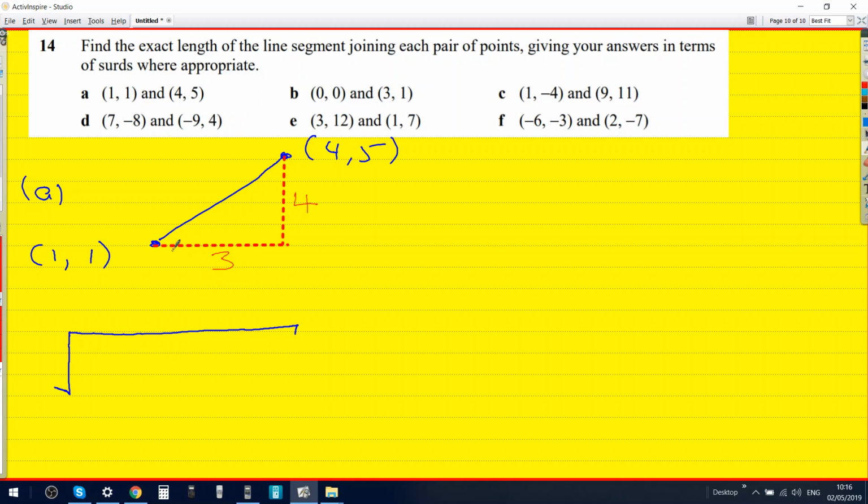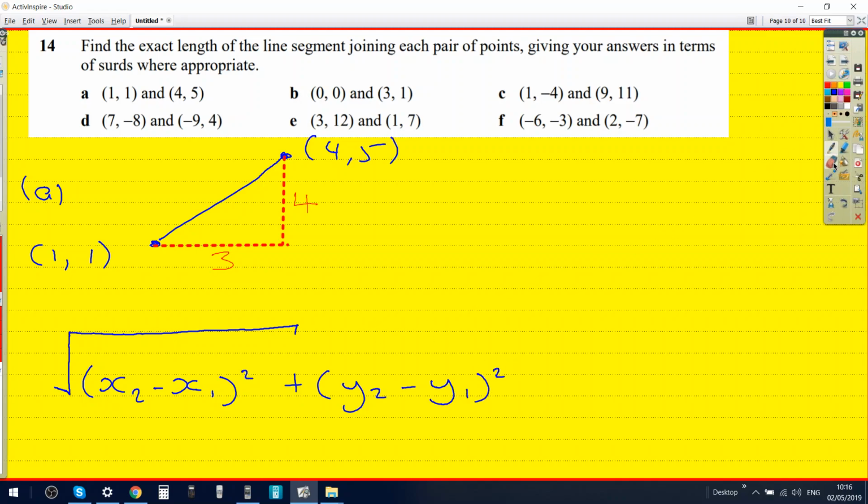So hang on. So how did we get 3? I think we did x2 minus x1. Yeah. And then you squared that. And then you do plus the difference in the y's. And then you square root the whole thing. Yeah, that's it. Okay, so try B.